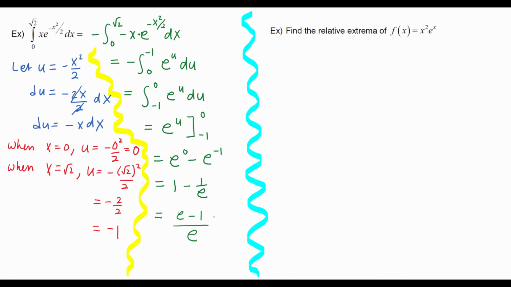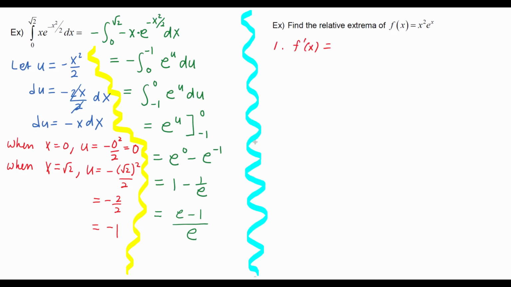So let's go ahead and find the relative extrema. To do that, the first step is to find f prime of x. Since my f of x equals x squared times e to the x, which is a product of two functions, we need to use the product rule here.